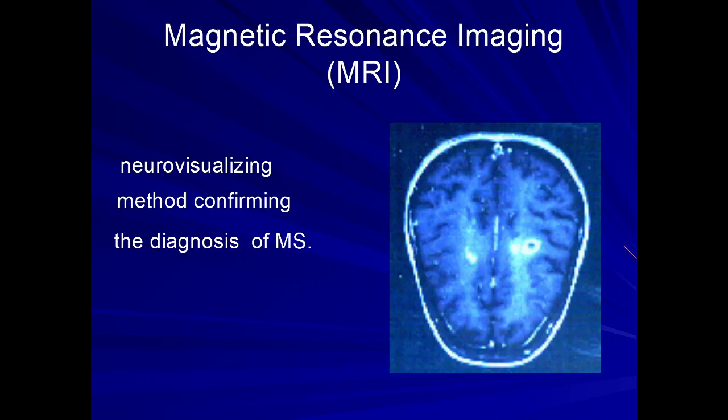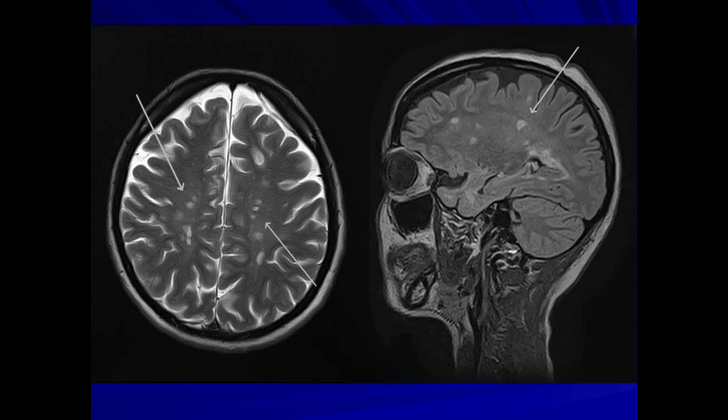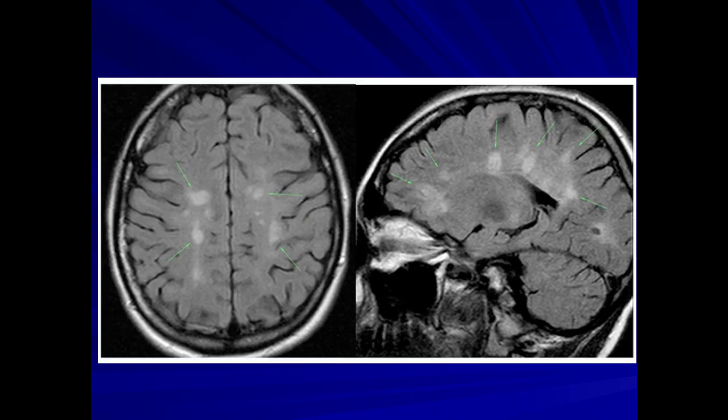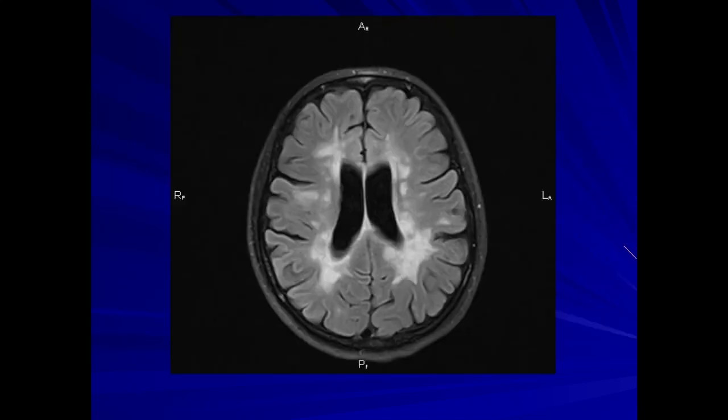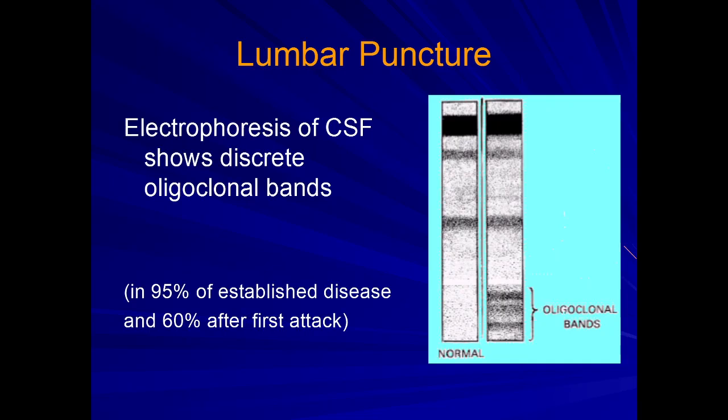Magnetic resonance imaging shows us the plaques, white spots in the white matter, often periventricular, near the cerebellum, near the ventricles, and also leads to atrophy of the brain after several years. You can see that ventricles are white. In the spinal cord you will also see similar plaques.